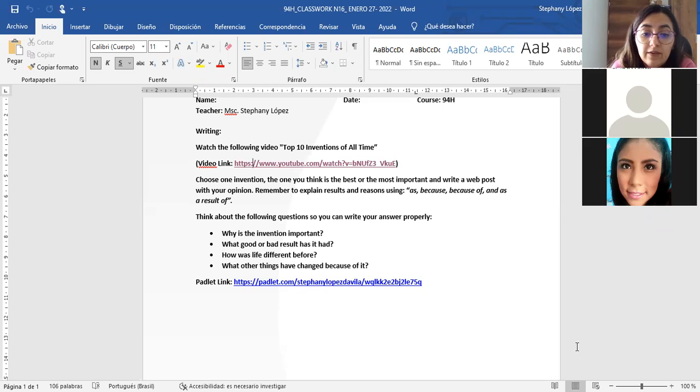How was life different before? Sí, cómo era la vida antes de que, por ejemplo, se invente el papel. ¿No? Recuerden que en la opinión decían, before people used to write in stones, ¿no? Ahí nos decía que antes la gente escribía en piedra or in clay, en arcilla, ¿no? Y la última sería, what other things have changed because of it? ¿Qué más ha cambiado gracias a este invento, no?